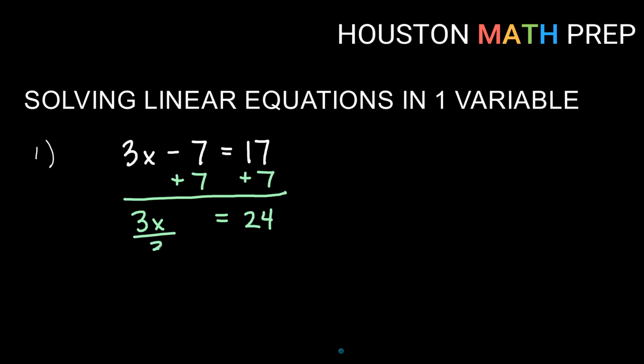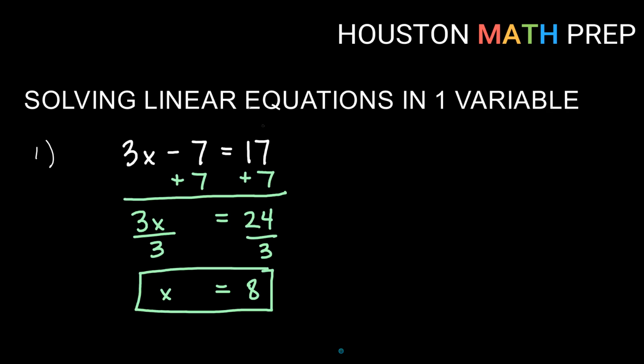So I'll divide by 3 on the left side and the right side. Divide by 3 will get rid of the multiply by 3, so I'll just have x here. And then on the right side, we have 24 divided by 3, which happens to be exactly 8. So our answer for this one is x equals 8. You should be able to plug that back into the original and get a true statement. You can always go back and plug that in and make sure you got the correct thing.